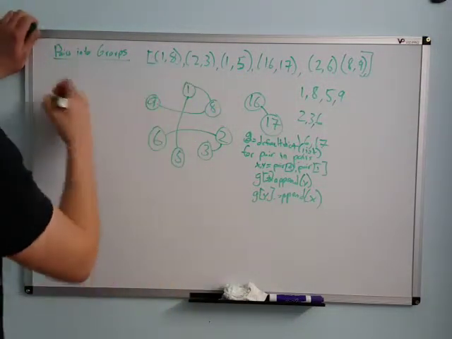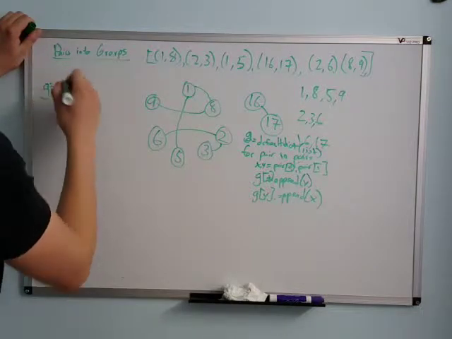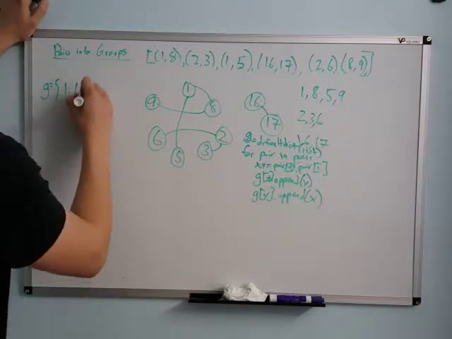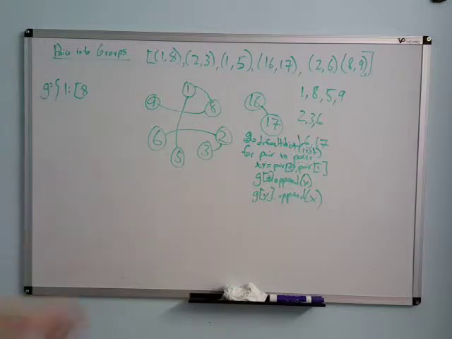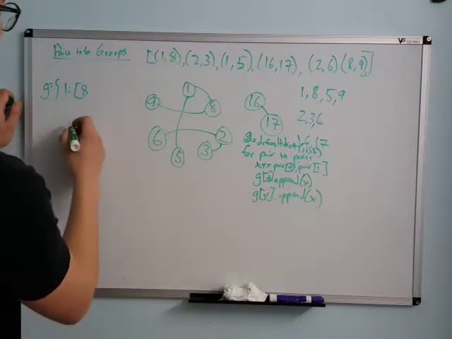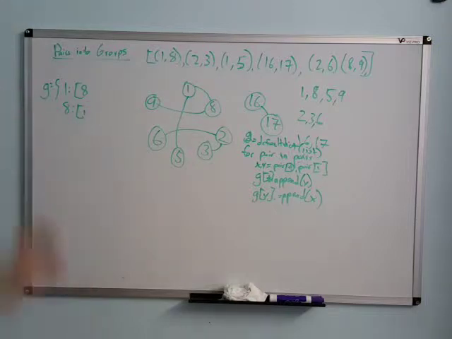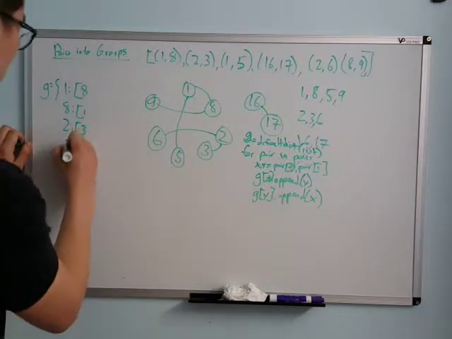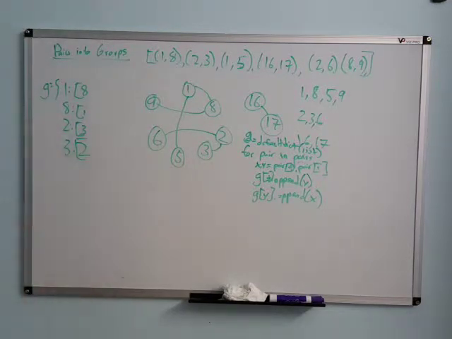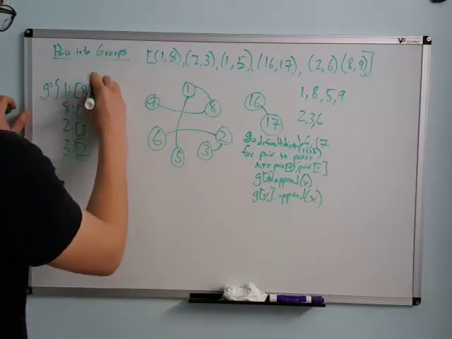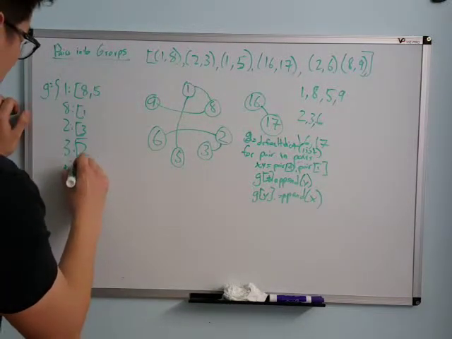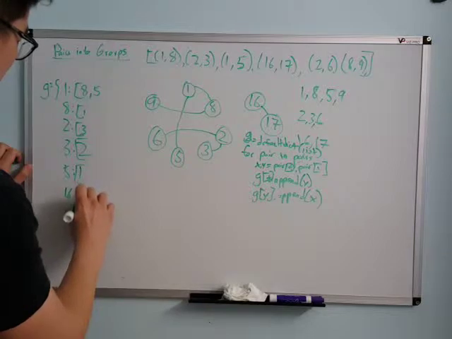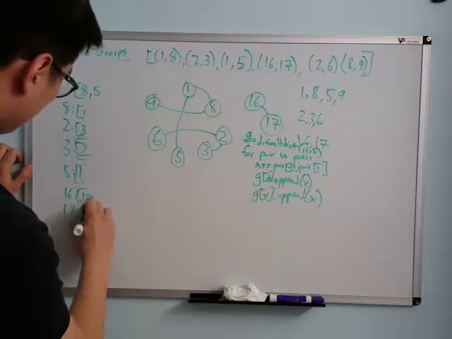So when we go through this iteration, we have our dictionary here, and we're saying, at key 1, we want to append 8, right? And then also at key 8, we want to append 1. So we have this. At key 2, we want to append 3. At key 3, we want to append 2. At key 1, we want to append 5. At key 5, we want to append 1. At key 16, we want to append 17. And then at key 17, we want to append 16.